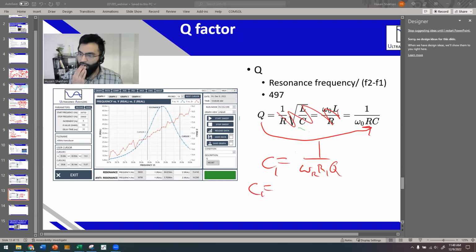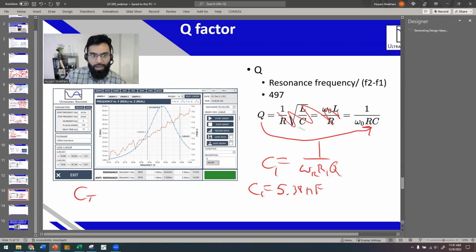5.38. Sorry, you can also do capacitance first, however you want to do it. So it equals 5.38 nanofarads. And since we already know CT, the total capacitance, that's the off resonance, CT minus C1 equals C0.